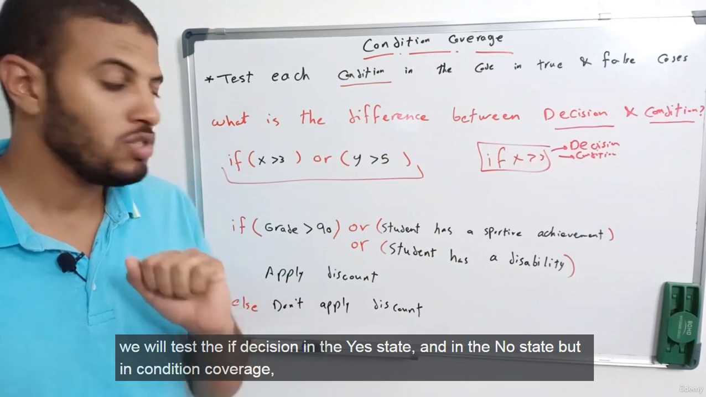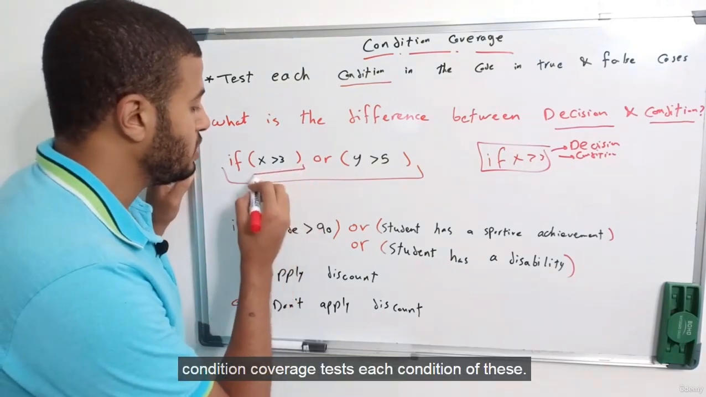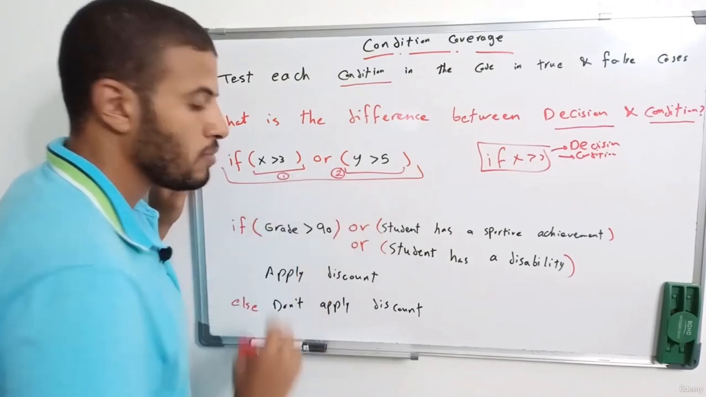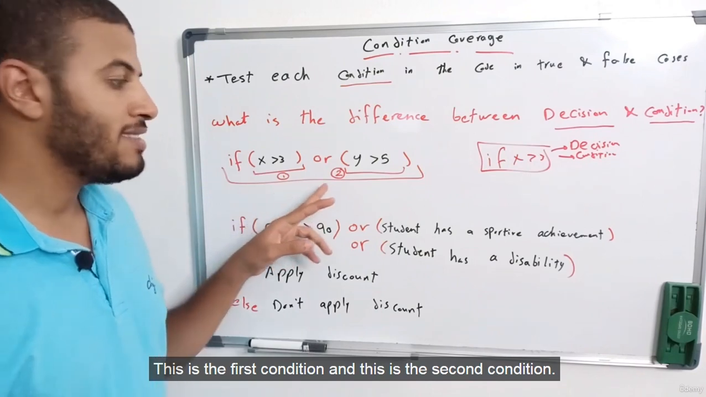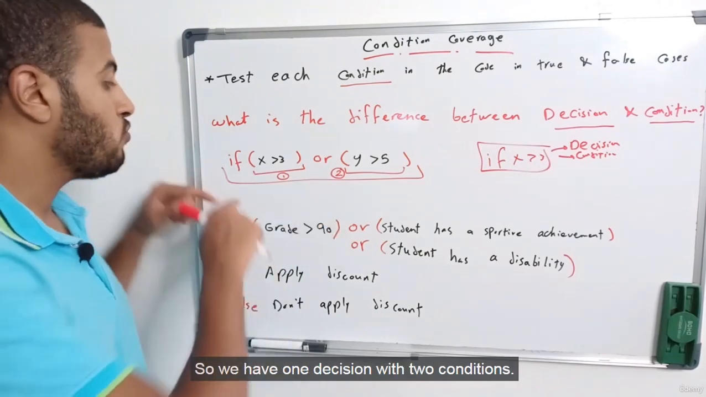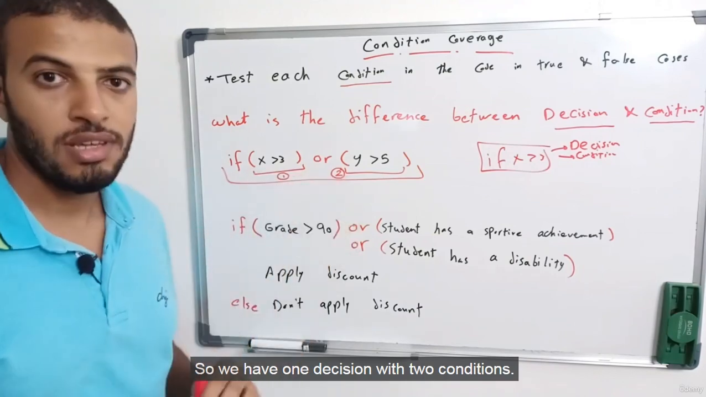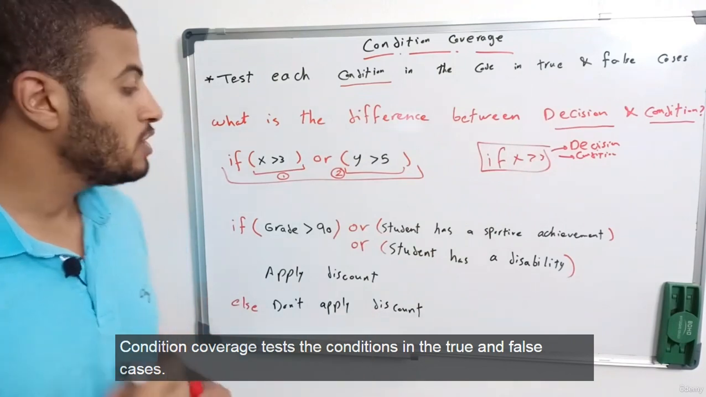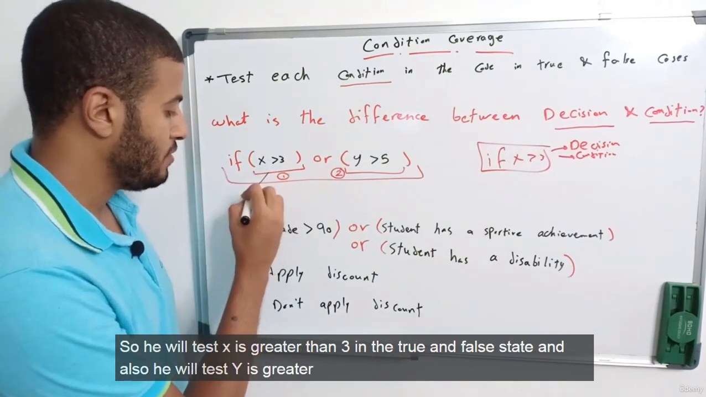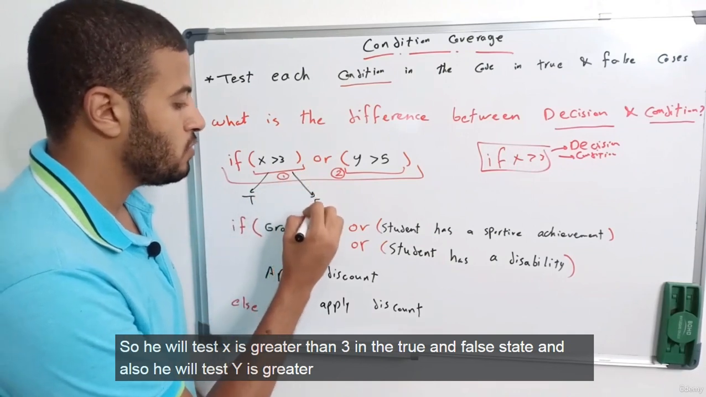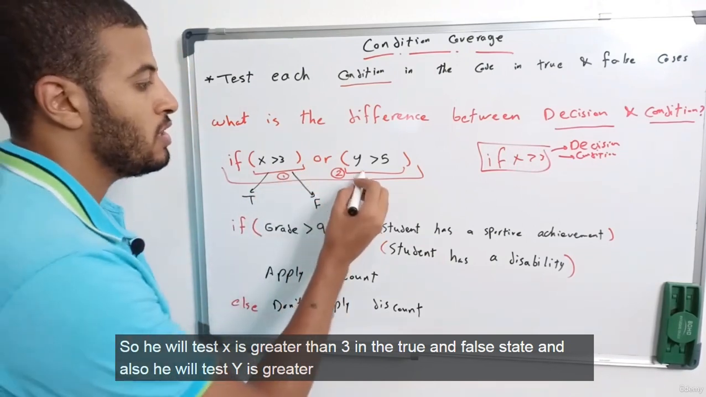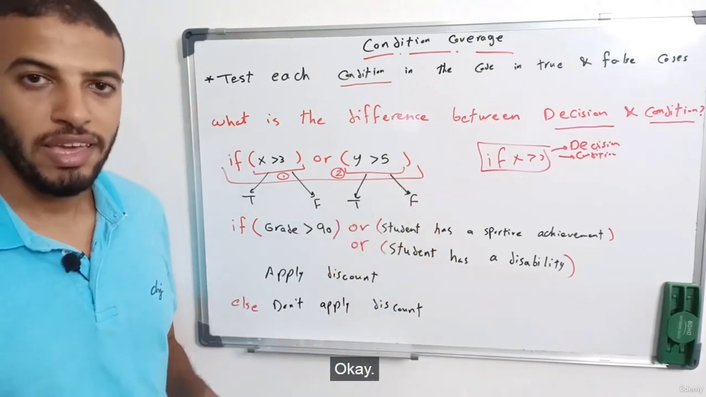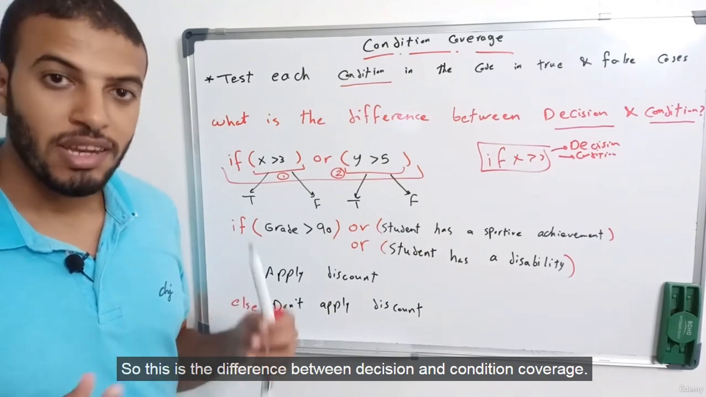But condition coverage tests each condition of these. So these are two conditions. This is the first condition and this is the second condition. So we have one decision with two conditions. Condition coverage tests the conditions in the true and false cases. So it will test x is greater than 3 in the true and false state, and also it will test y is greater than 5 in the true and false state. So this is the difference between decision and condition coverage.